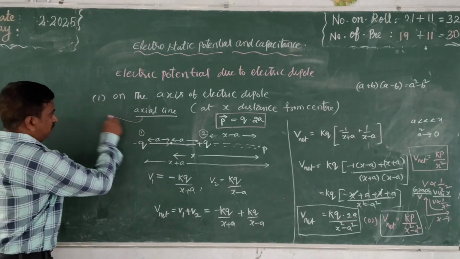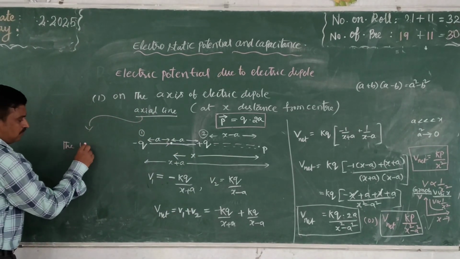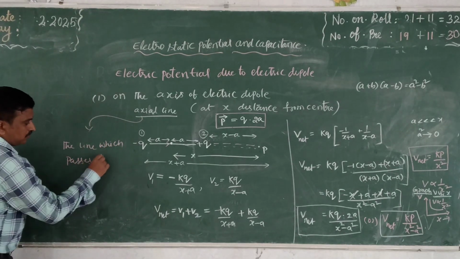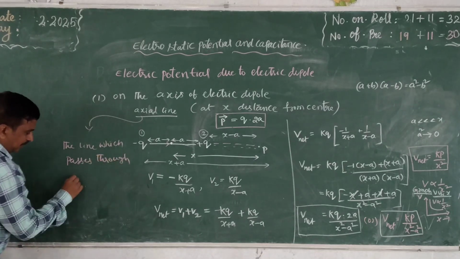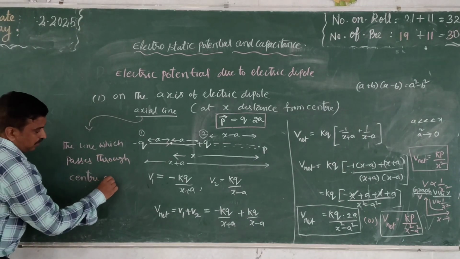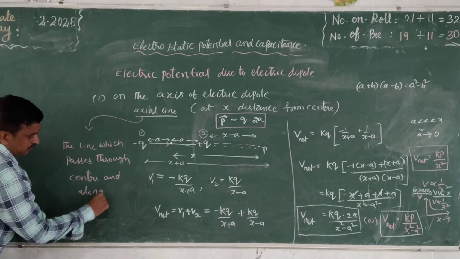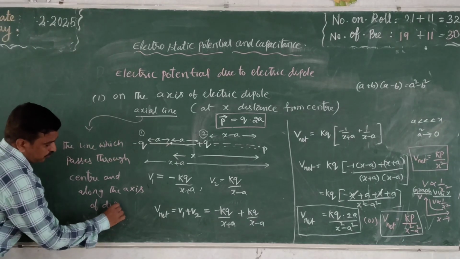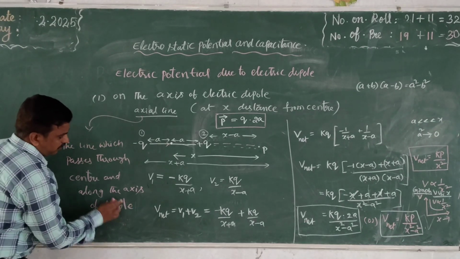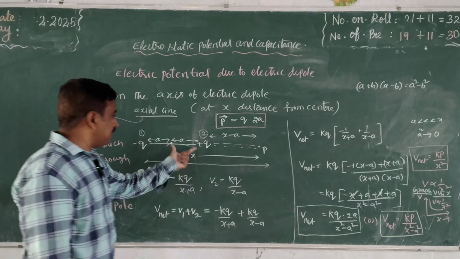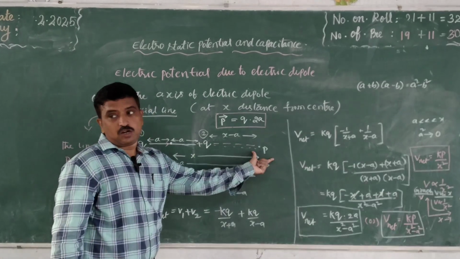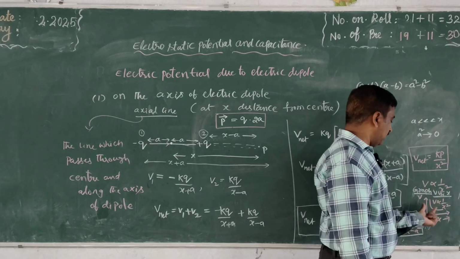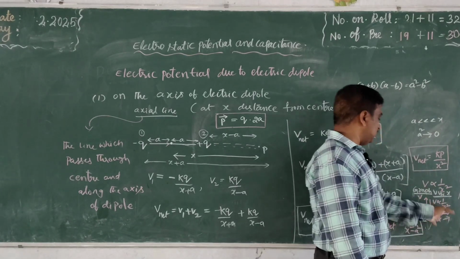The axial line means the line which passes through the center and along the axis of the dipole. On the axial line, at x distance from the center at point p, what is the electric potential? V net equals kp by x square. That relation is V proportional to 1 by x square. This is the graph.